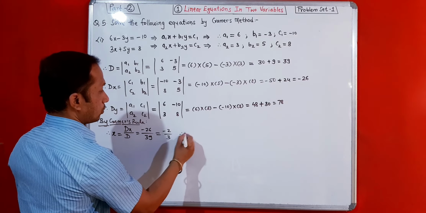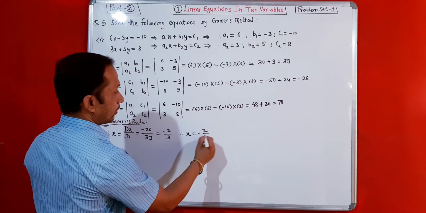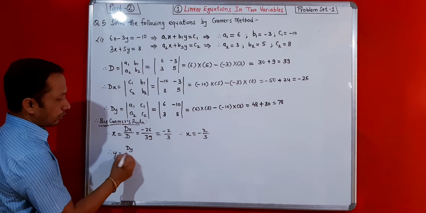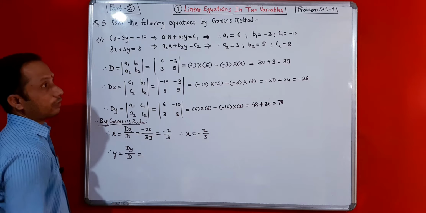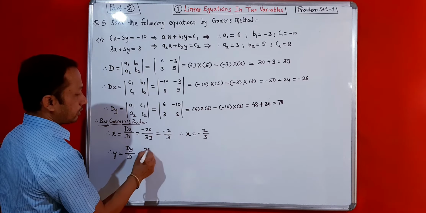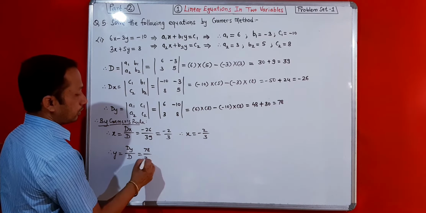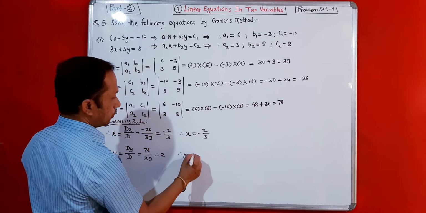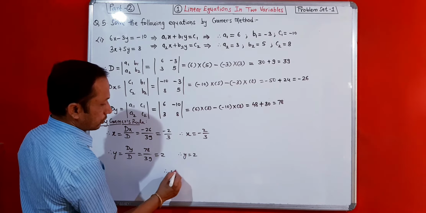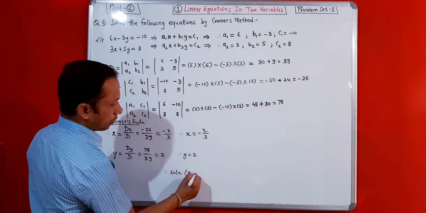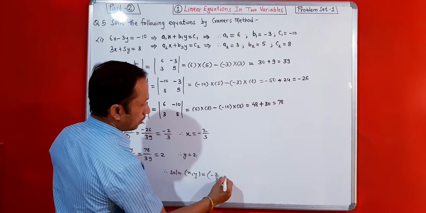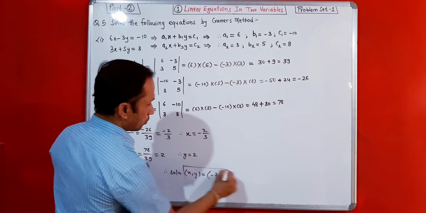So your x is equal to minus 2 by 3, and now y is equal to dy upon d. So what is dy? It is 78 upon 39. 39 ones are, and twos are. Therefore y is equal to 2. Therefore the solution x comma y is equal to minus 2 by 3 comma 2. So this is the final solution.